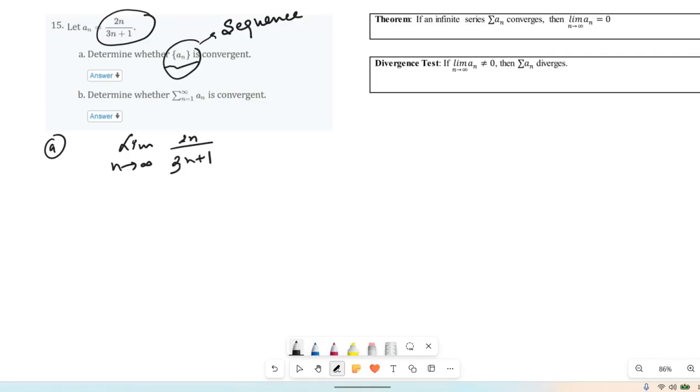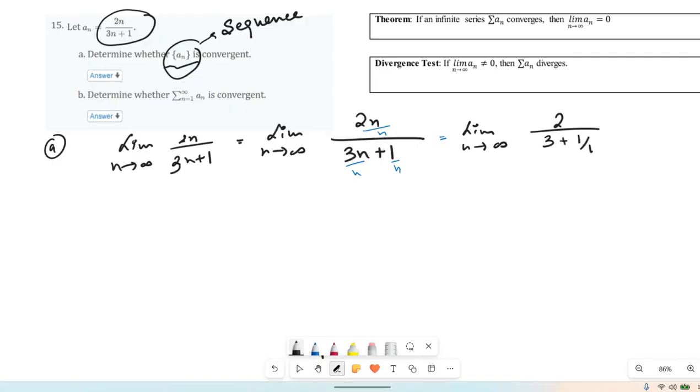Okay, we know how to find this limit. This is a simple infinity limit problem. How do you do that? You find the highest power of n in the denominator, that's n. You divide everywhere by n. What will we have? 2 by 3 plus 1 by n. As n approaches infinity, 1 by n approaches 0. So this limit in conclusion should be only 2 by 3.